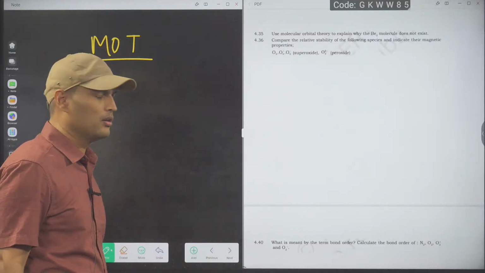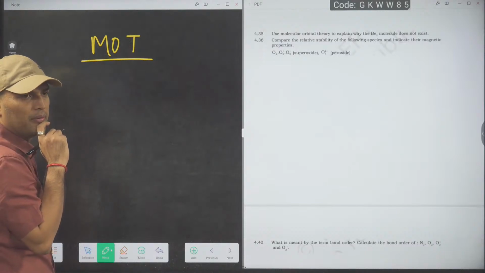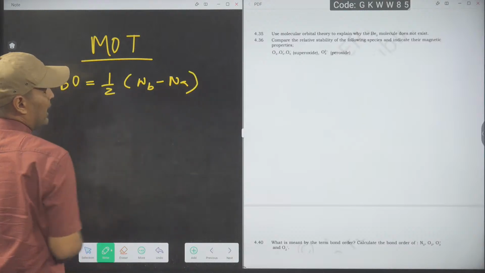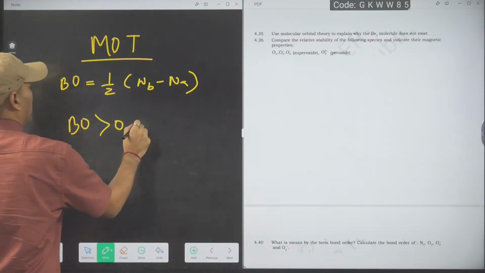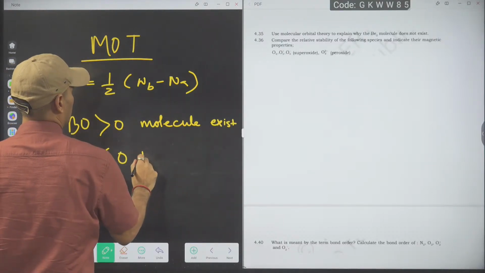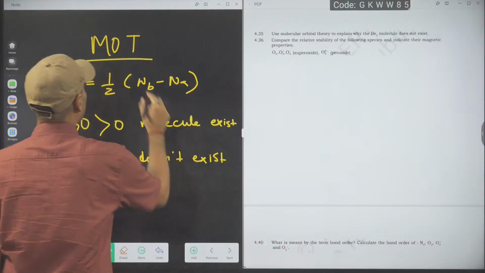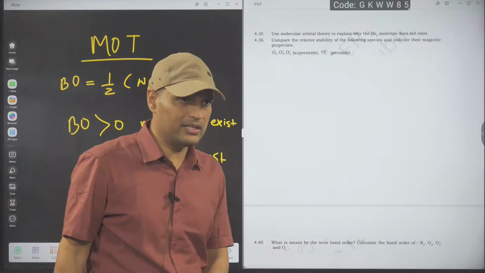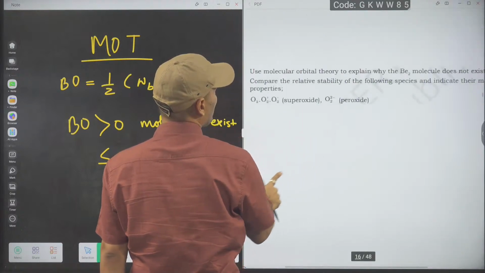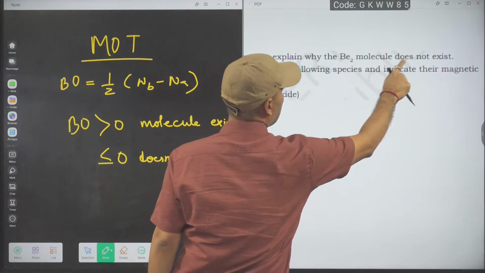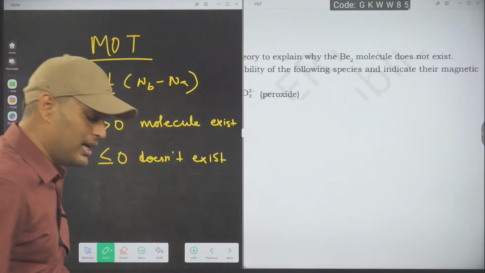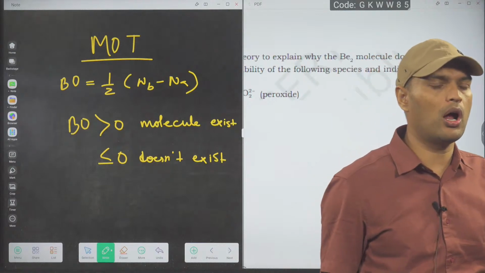Everyone should know MOT, molecular orbital theory. You know the bond order formula, sir, half of Nb minus Na. Very good. Bonding electrons, anti-bonding electrons. If bond order is greater than 0, the molecule exists. If bond order is less than or equal to 0, it does not exist. In NCERT, MOT is given for diatomic molecules only. Now can you say question 4.35? Use MOT and explain why the Be2 molecule does not exist. What can you guess from these two? They are saying why the molecule does not exist.